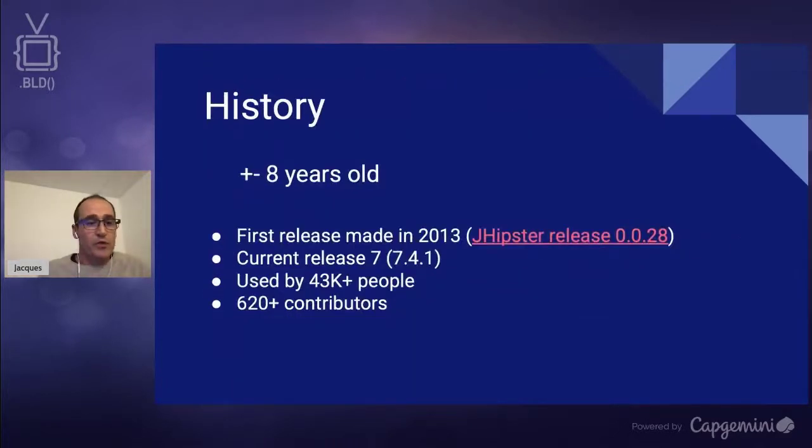So a little bit about the history, just to give you some context. JHipster is about 8 years old, and the reason I'm mentioning that is it's not a flash in the pan. It's been around for a while, and it's obviously gone through the growing pains and that sort of thing. So it's fairly stable now. The first release was made in 2013 with the 0.0.28 release. The current release is 7.4.1. So as you can see, it's been through a lot of incarnations.